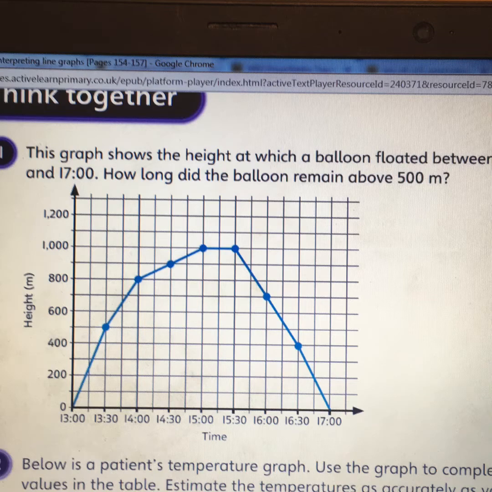Right, now I'm going to look at my question. Now I'm confident. How long did the balloon remain above 500 metres? So for this question, you need to find out what time did it go above 500 metres, what time did it go below 500 metres, and how long was that period of time? Have a go.